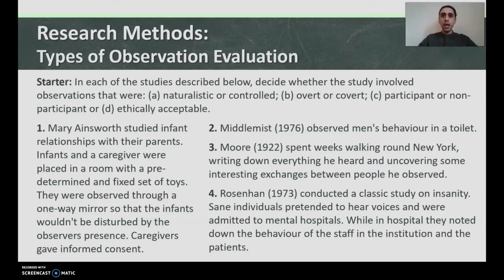Number two, Middlemist in 1976 observed men's behavior in a toilet. Weird study, but why not? It's interesting. First of all, naturalistic or controlled. It's got to be naturalistic. It's in a toilet. It's in a normal environment where you would normally do your business. Overt or covert. I'm assuming it's covert. I don't think they will tell the individuals that they're doing an experiment in a toilet, but maybe it is overt. But I would assume it's covert.